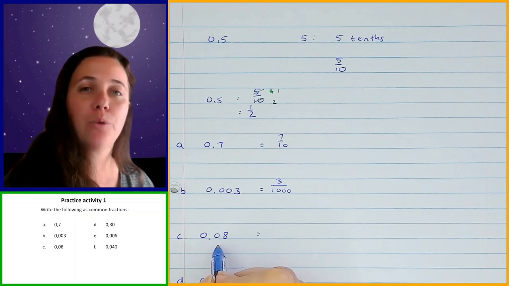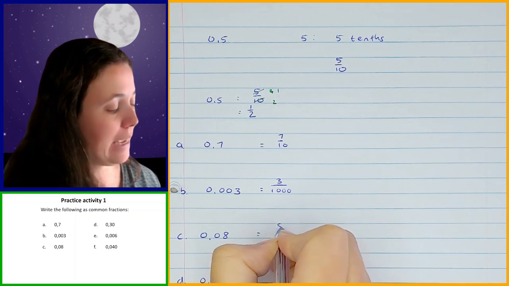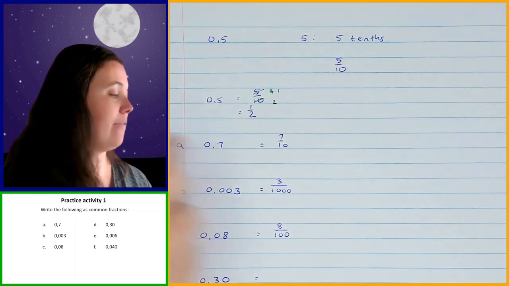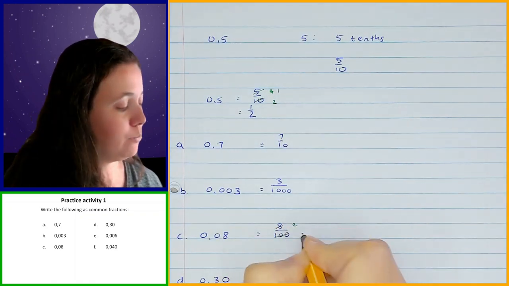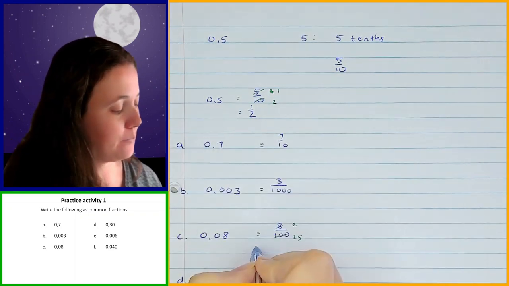The next one, I've got 0.08. The 8 is in the hundredths position, so that is going to be 8 over 100. Now, this I can simplify. If I divide 8 by 4, I will get 2, and if I divide 100 by 4, I will get 25. So that gives me 2 over 25.